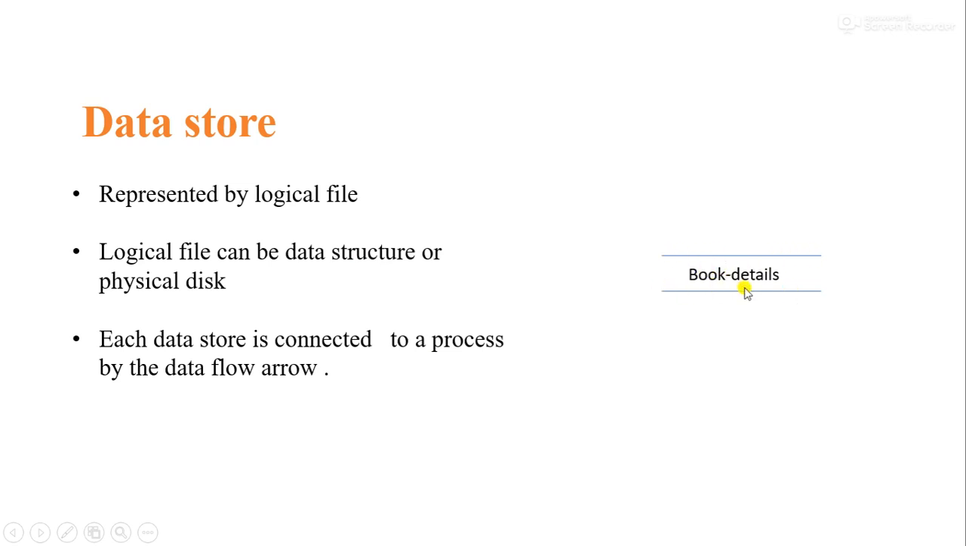So data store means the file or the data structure or the physical disk that our system may use to store data. So this is how we can represent the data store, and each data store is connected to process by the data flow arrow. So these data store must be connected to the process or function which use this data store.